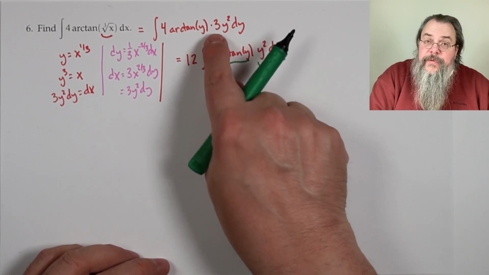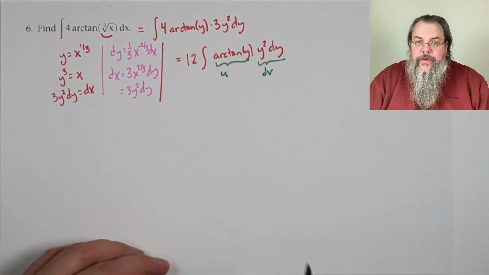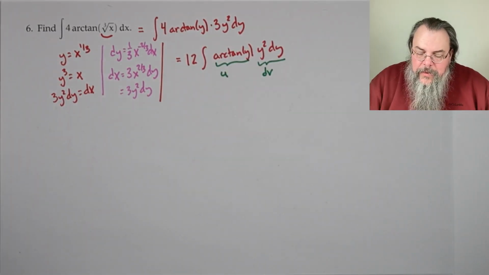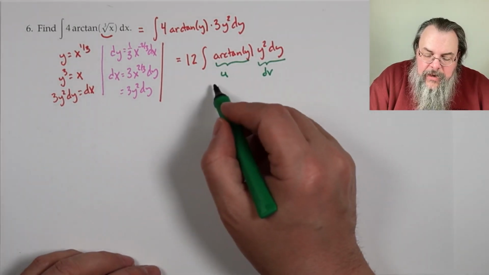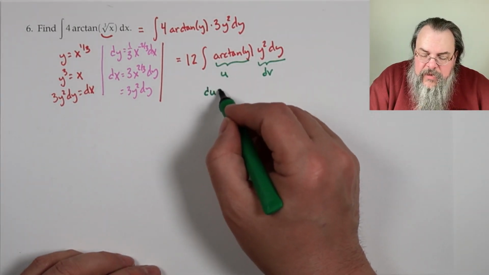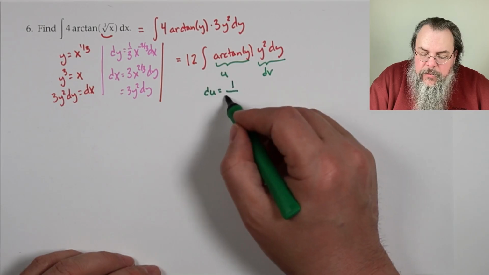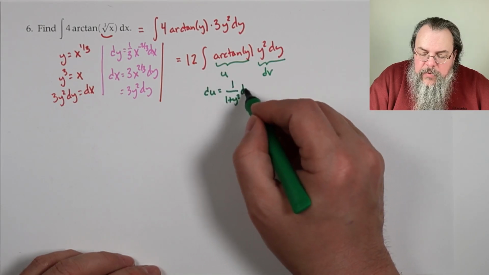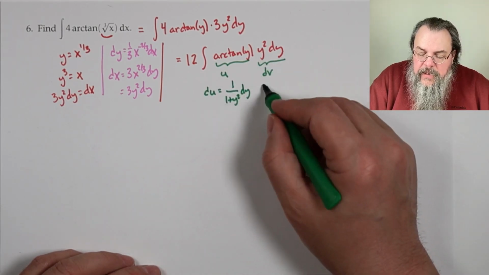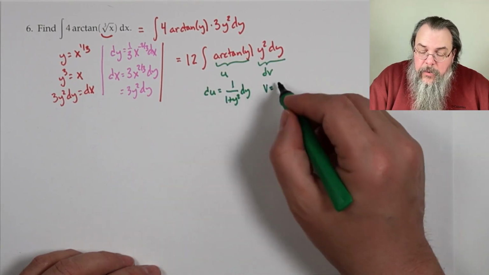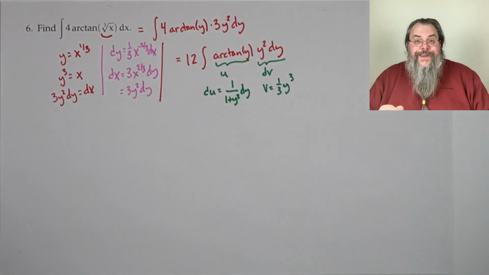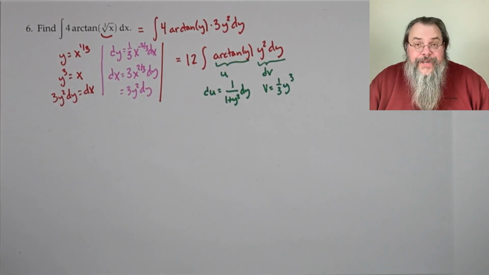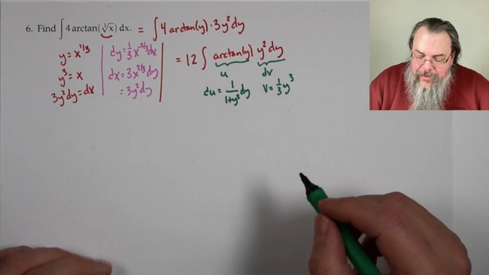Now I kind of regret moving the 3 and putting it in with the 4. Well, that's okay. Life is like that. You never know where you're going. All right, so let's just see what's going to happen. So du, the derivative of arctangent, 1 over 1 plus y squared dy. And v, integrate y squared, 1/3 y cubed. Okay, this is feeling pretty good. Yeah, we're making progress.